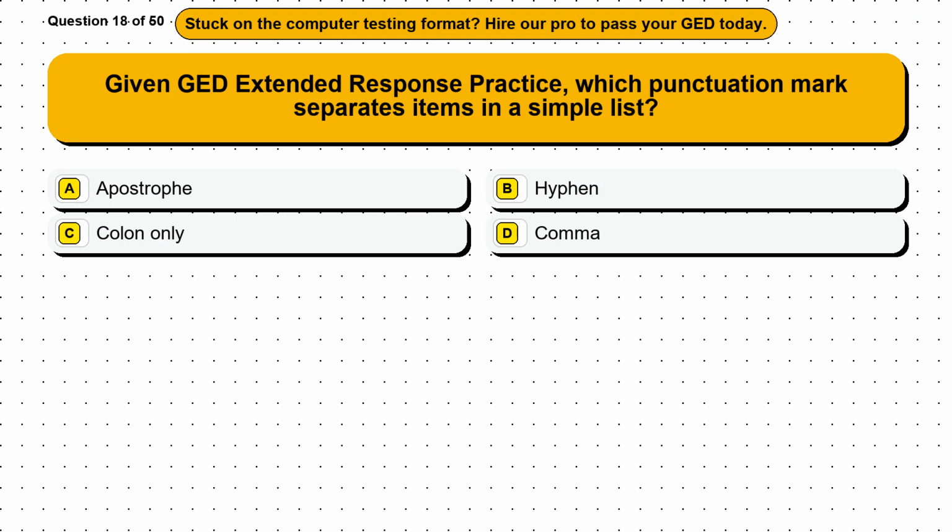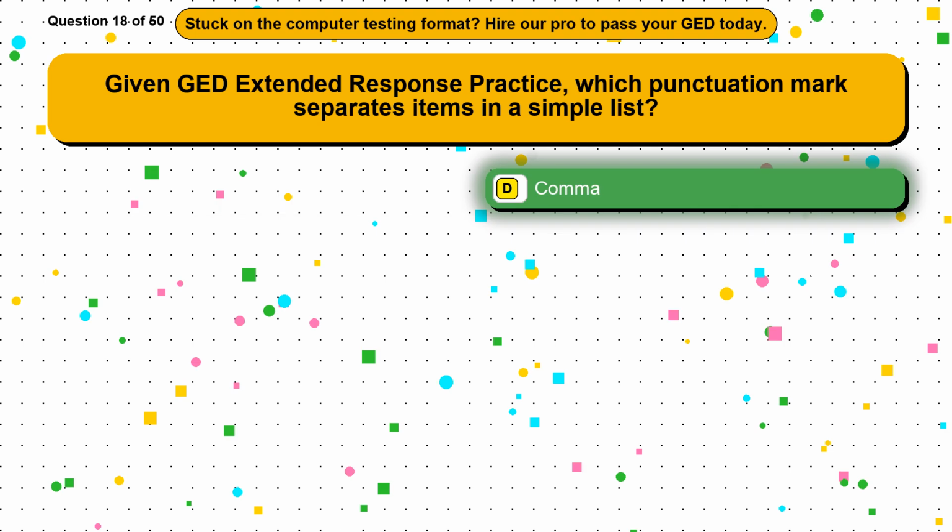Question 18. Given GED Extended Response Practice, which punctuation mark separates items in a simple list? Option A apostrophe. Option B hyphen. Option C colon only. Option D comma. The correct answer is option D.